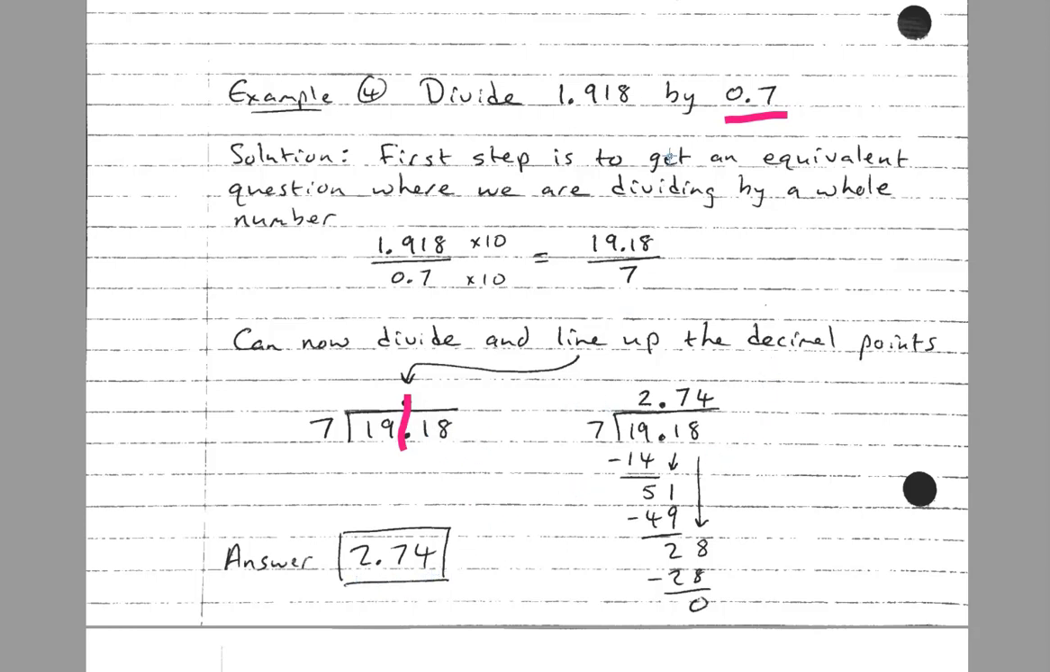All right, and does this answer make sense? So something close to 2 divided by something close to 1. 2 divided by 1 would be 2. This bottom number is a bit smaller than 1, so it's going to make this bigger than 2. So the answer roughly makes sense.